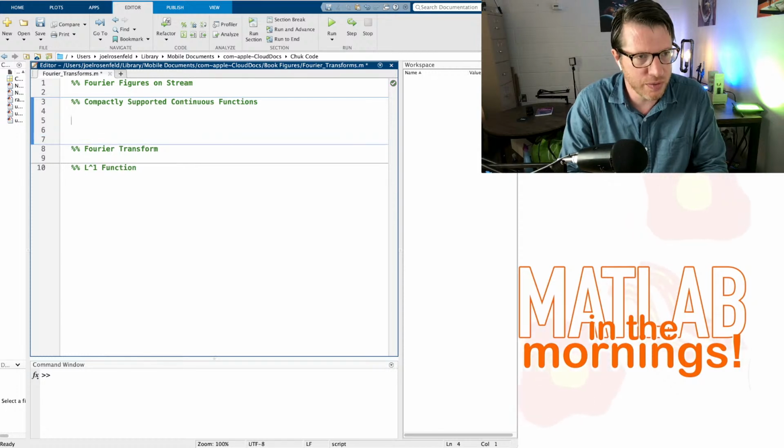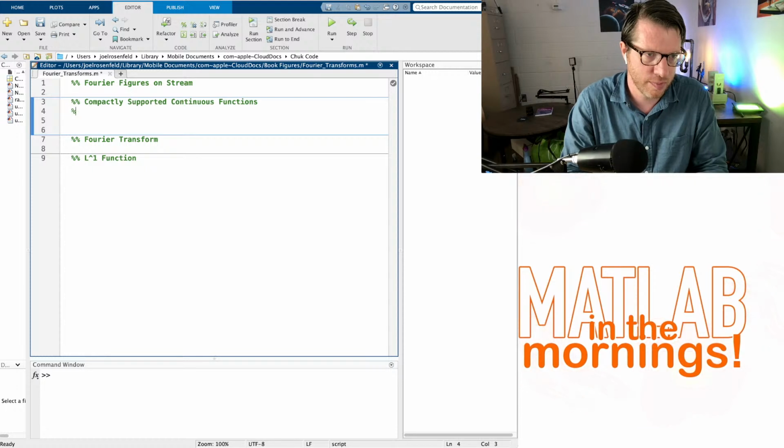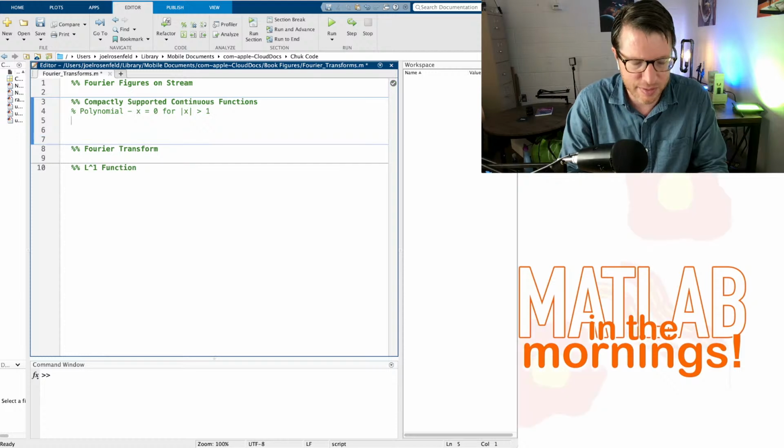All right, so we're going to use polynomial. And let's make it, I don't know, x equals 0 for x, absolute value of x bigger than 1. And I don't know. Start doing that, I guess.